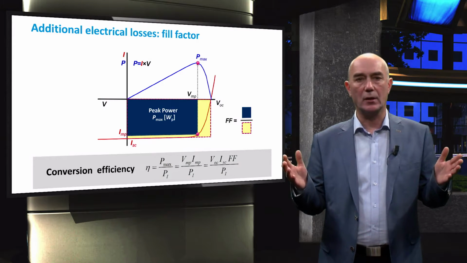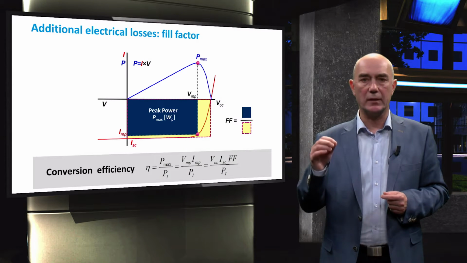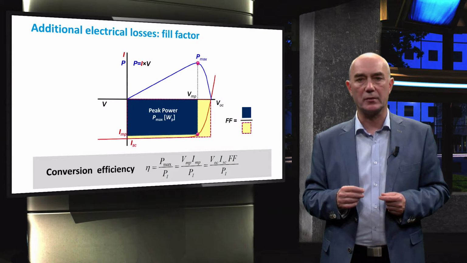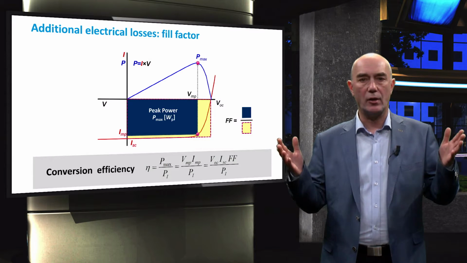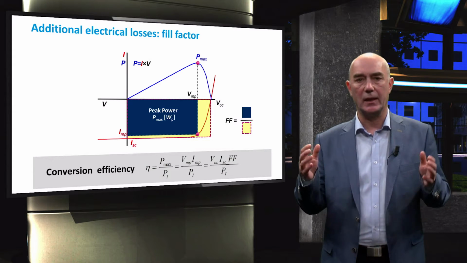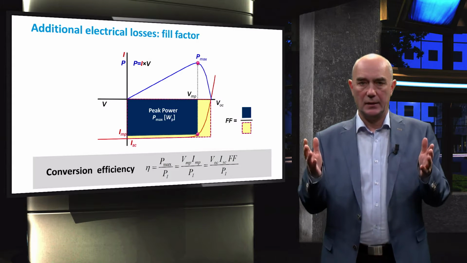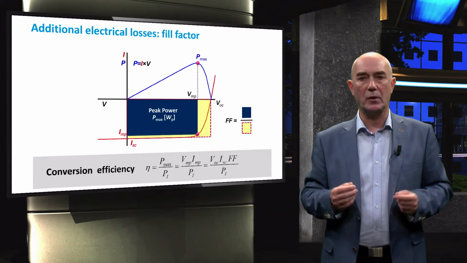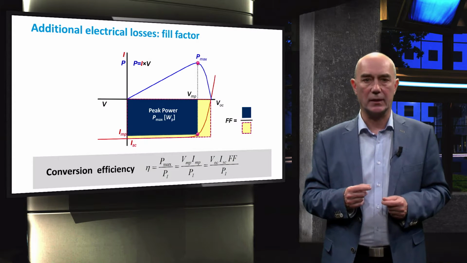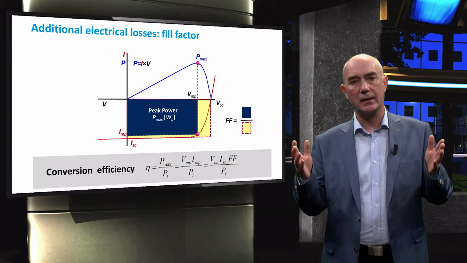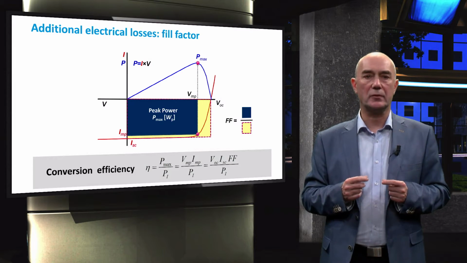Apart from additional optical losses, which generally affect the current density, solar cells also suffer from additional electrical losses. These electrical losses affect the voltage and fill factor of the cell. Let's take a look at how the fill factor can be affected.